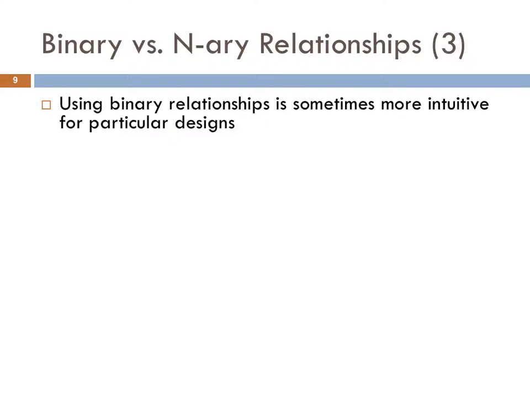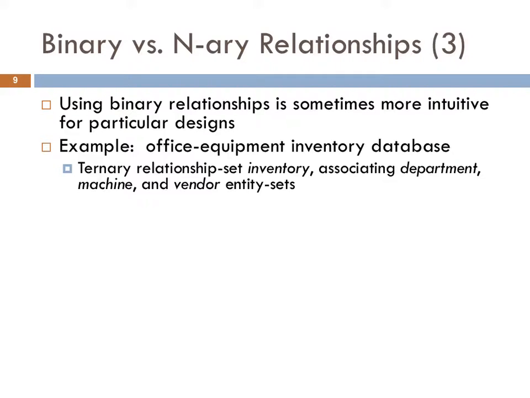So you have situations where you have to make decisions. Do I want to do this as a binary relationship set, or do I want to do it as a ternary relationship set? Here's an example. Office equipment. We all love office equipment. Great for making photocopies. So you have a ternary relationship set between departments that machines are used by, the machine itself, like the photocopier on the third floor, and the vendor who is responsible for taking care of said photocopier.